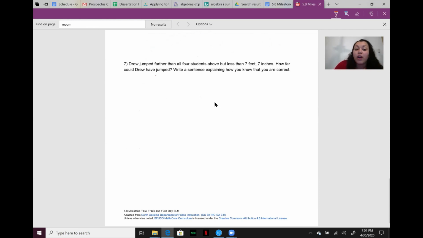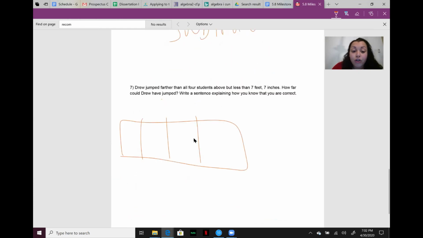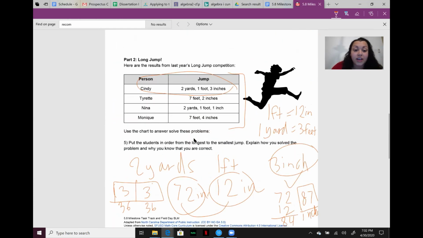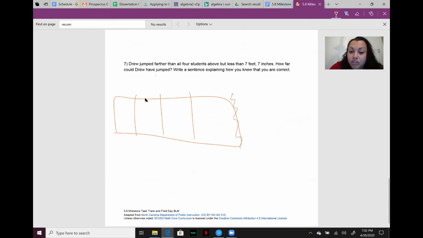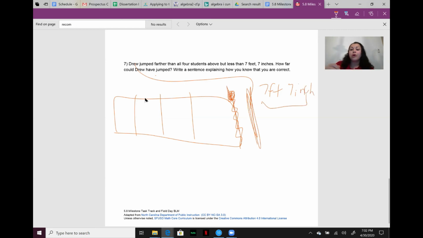Once you have all your responses, he jumped farther than 4 of the students, and there were only 4 students. So that means the highest person, whoever it is, and then we have 7 feet, 7 inches. Drew jumped somewhere in between the highest person and 7 feet, 7 inches. This part you would again figure out using question 5.